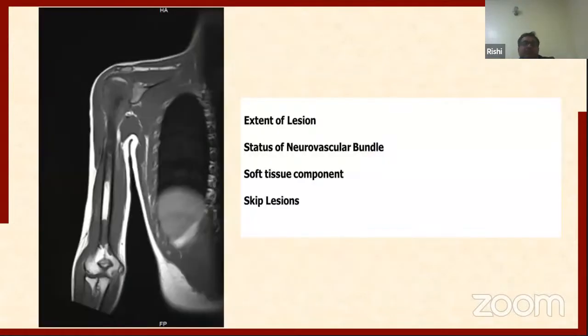After radiological diagnosis, we do MRI. First thing, you need to include the whole bone, the whole compartment, in your MRI with one joint above and one joint below. Because MRI will give us an idea about the extent of the lesion, status of the neurovascular bundle, any soft tissue component, and any skip lesions within the bone. It also guides us in biopsy to target the more representative area and to avoid the necrotic and hemorrhagic tissue within the bone.